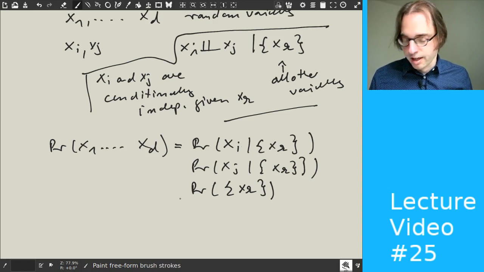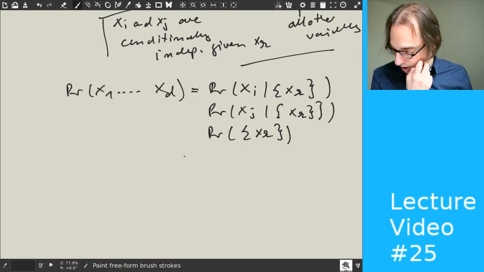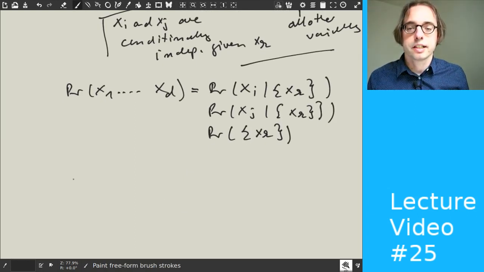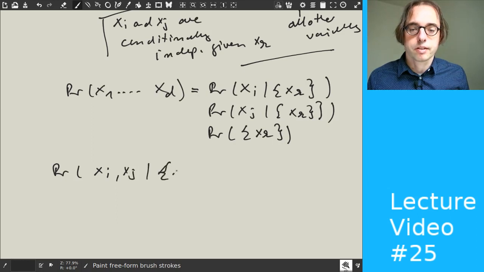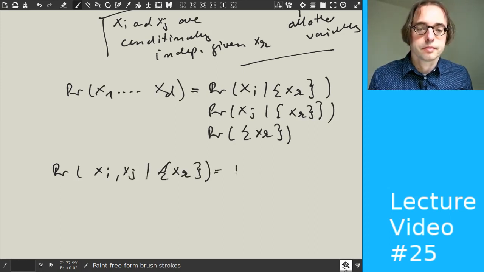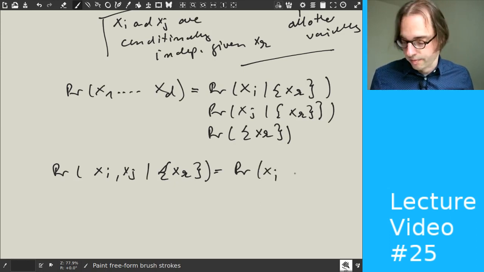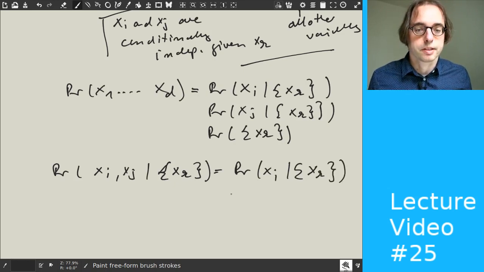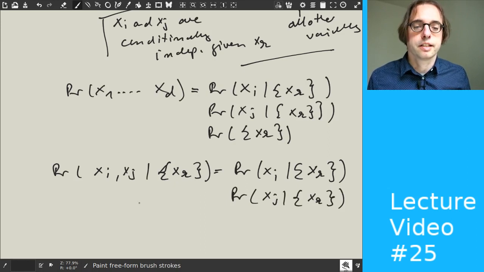You can also write this in a slightly different way. You can say that the conditional distribution of xi and xj given all the xk is the product of the conditional distributions. So you can see they're actually conditionally independent, because they're just the product of these conditional distributions. So that's equivalent.